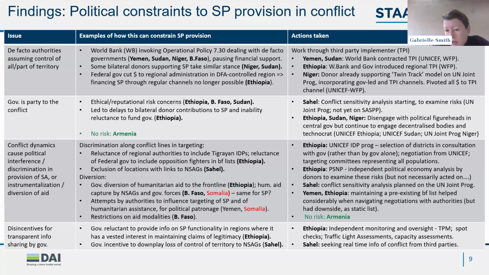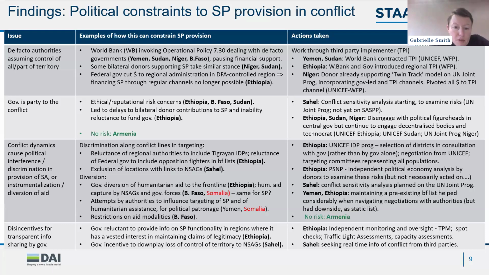Because of that, there have been concerns that similar risks could also apply to social assistance. The slide, you can go through this in your own time, highlights that various measures have been taken to try to address these risks as well. In Ethiopia, the federal government was reluctant to share clear information on social protection functionality in conflict-affected areas because doing so might undermine its legitimacy. In response, donors introduced various independent monitoring tools and spot checks to try to regain confidence in that information. In the Sahel, this is also emerging as an issue, this interest within governments to downplay loss of control of territory to non-state armed groups.